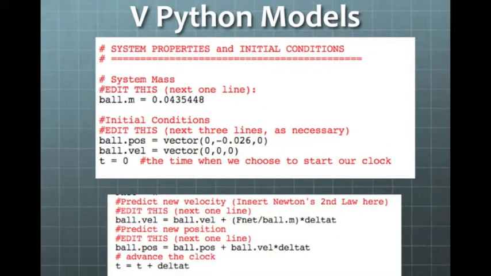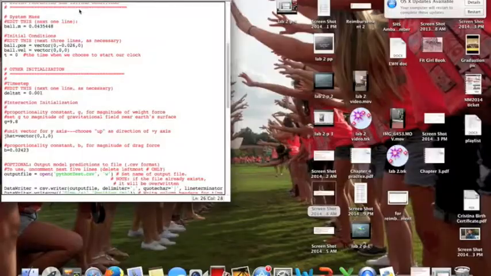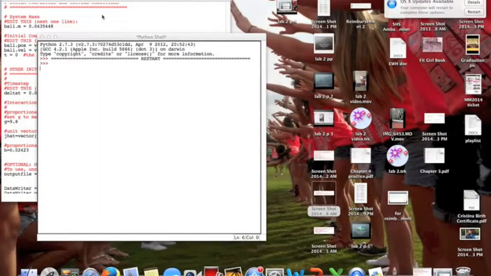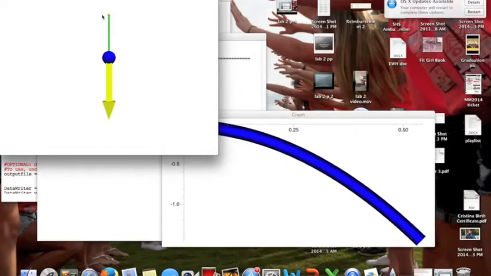Both computer models contain the same initial conditions, and both use Newton's second law and the position update equation to input the physics on the model. In the first model, where only gravity is used, F net is equal to the weight force defined by these lines of code. When we run the code, it looks like this. At first glance, it looks correct, but we will investigate that in a minute.